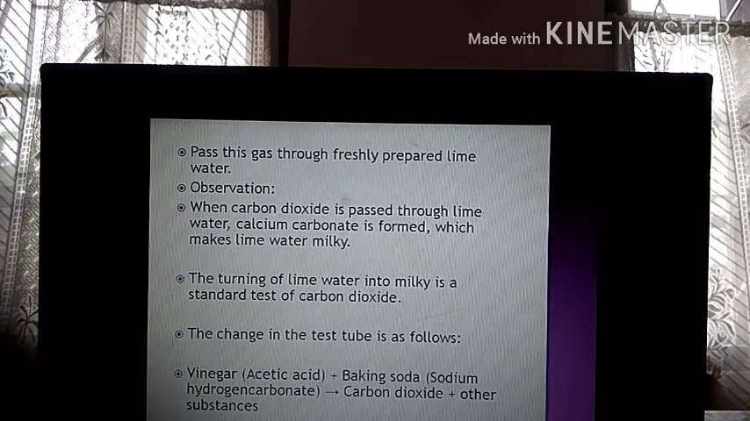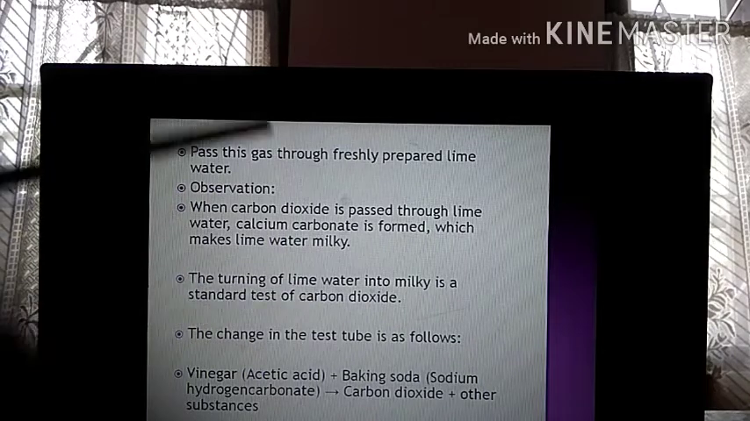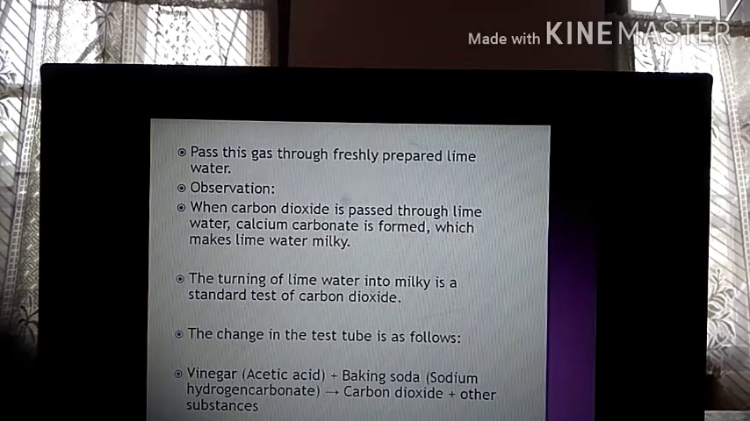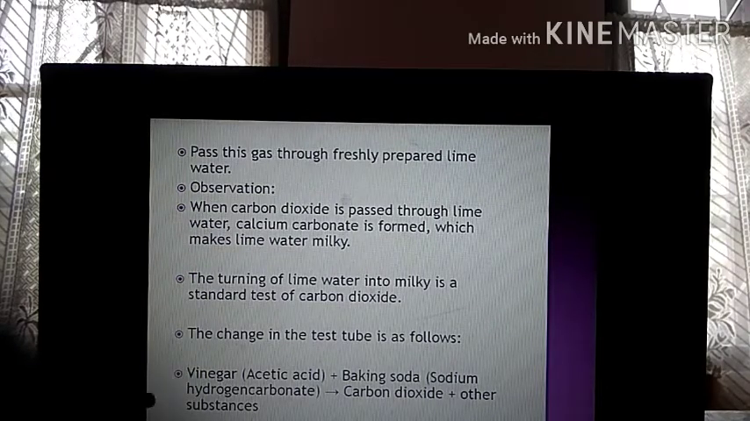Only if you pass carbon dioxide gas through lime water is it going to become milky. So the turning of lime water milky is definitely a standard test of carbon dioxide. That means if the lime water is becoming milky, definitely the gas that is going inside the lime water should be carbon dioxide. Okay. So now let's see the reaction.